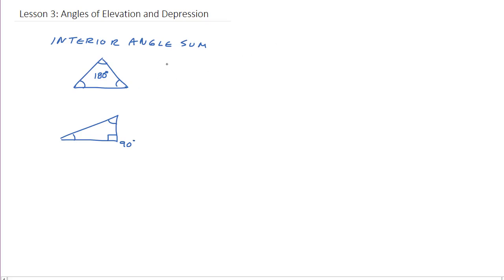The next one is for quadrilateral. So any four-sided shape, like a rectangle, square, or anything with four sides, the four angles have to add to make 360 degrees. All right, so it doesn't matter what it looks like. It could be the wackiest looking four-sided shape. It's kind of a trapezoid. These four angles will always add to make 360.